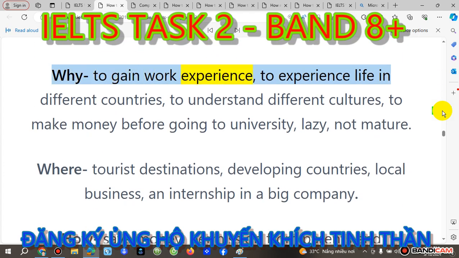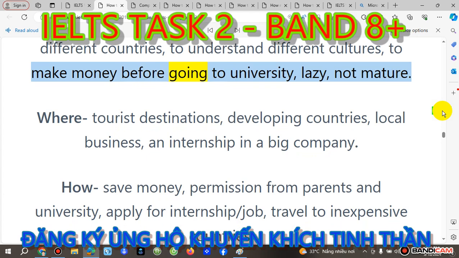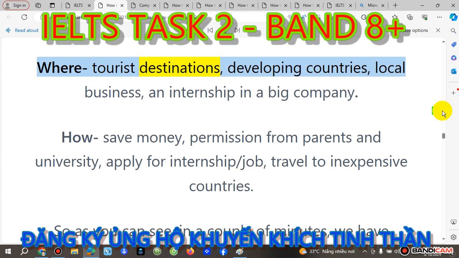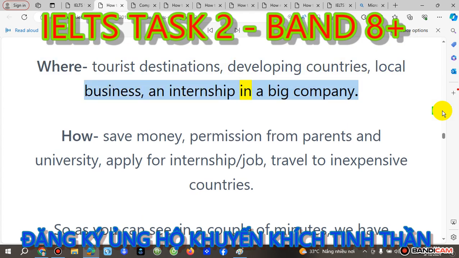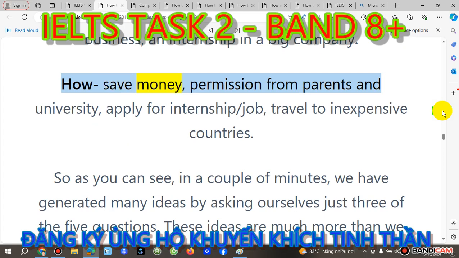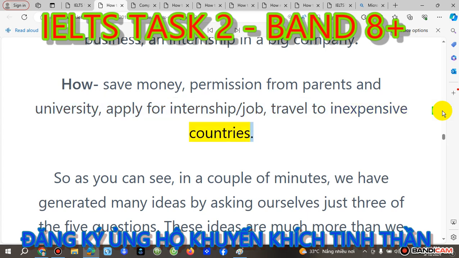Why? To gain work experience, to experience life in different countries, to understand different cultures, to make money before going to university. Lazy, not mature. Where? Tourist destinations, developing countries, local business, an internship in a big company. How? Save money, permission from parents and university, apply for internship/job, travel to inexpensive countries.